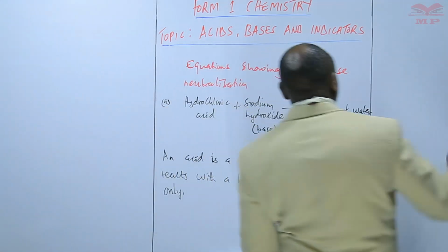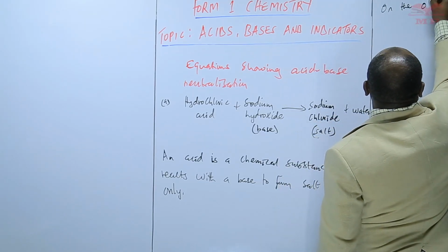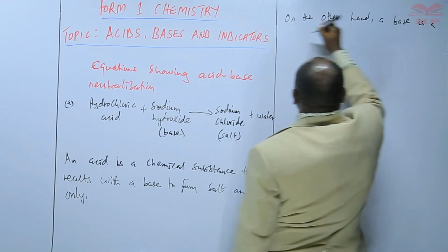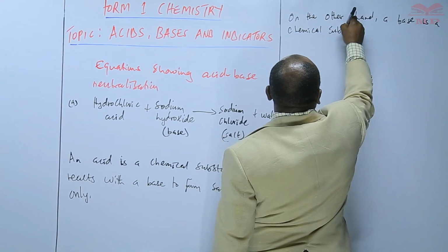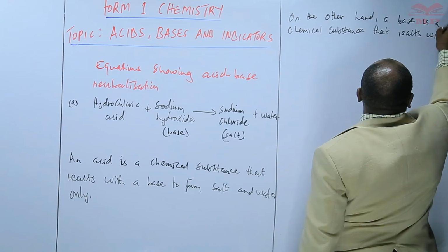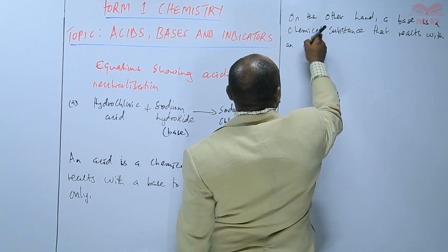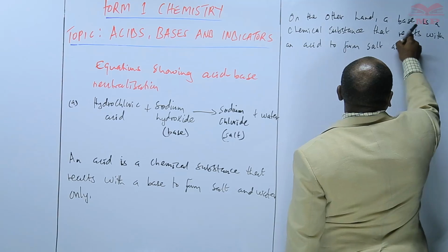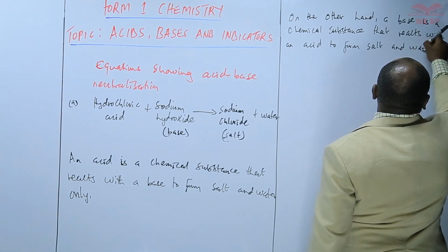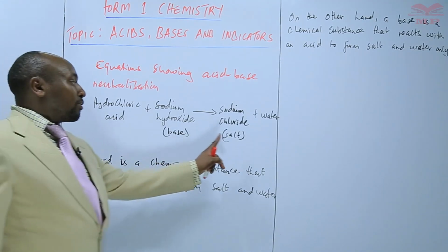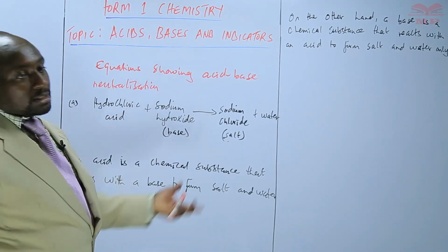So we can also define a base. On the other hand, a base is a chemical substance that reacts with an acid to form salt and water only. So we have seen that we can use that equation to define what is an acid and also to define what is a base, because we are saying that an acid reacts with a base to form salt and water. A base reacts with an acid to form salt and water.